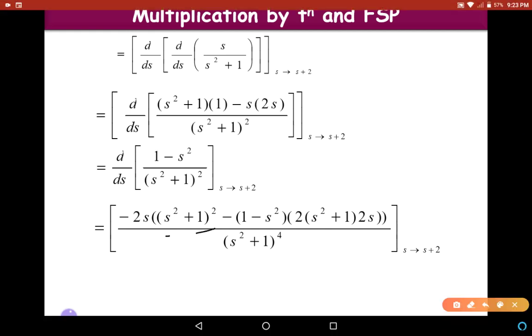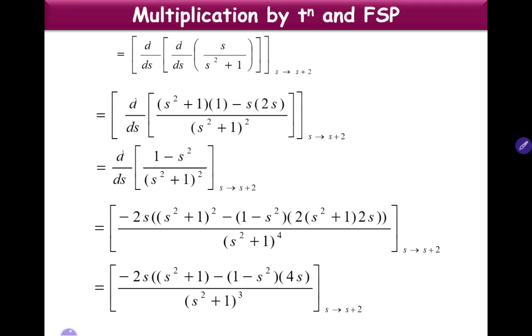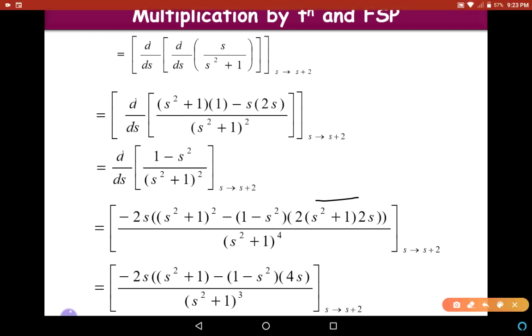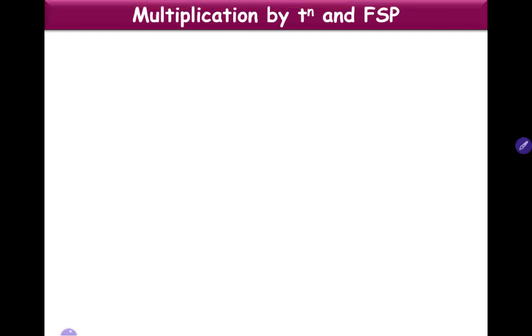s square plus 1 is there here and here, so we take it common and cancel it with the s square plus 1 term in the denominator, so that we get minus 2s into s square plus 1 minus 1 minus s square into, because this s square plus 1 is cancelled, we have 2 into 2, 4s here. So now just multiply and simplify this.